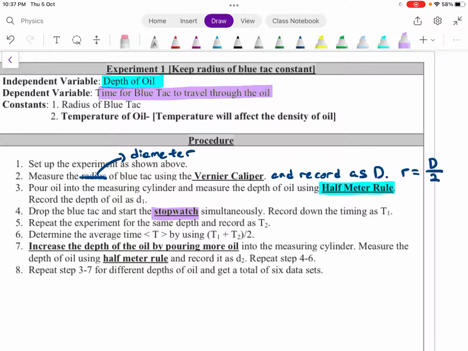Repeat step 4 to 6. Then the last step: repeat step 3 to 7 for different depth of oil and get a total of 6 data sets. So this is the procedure.